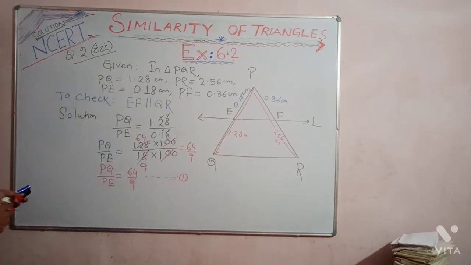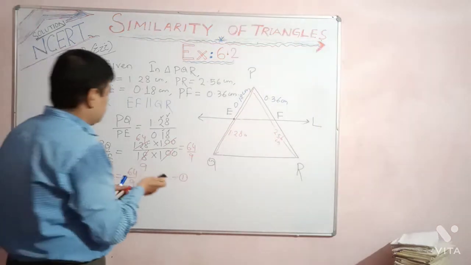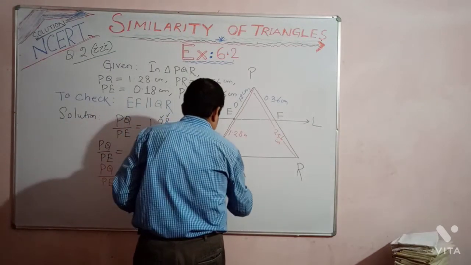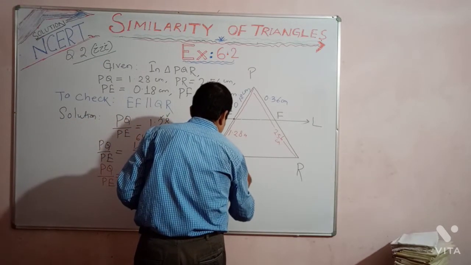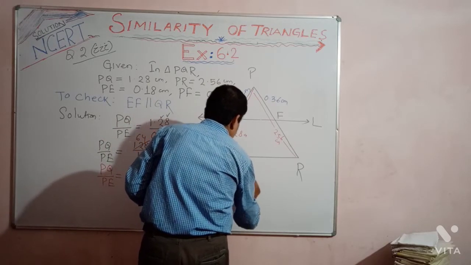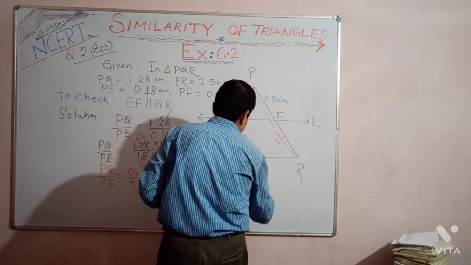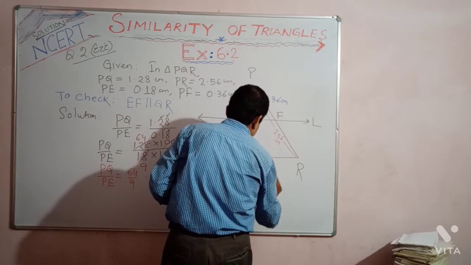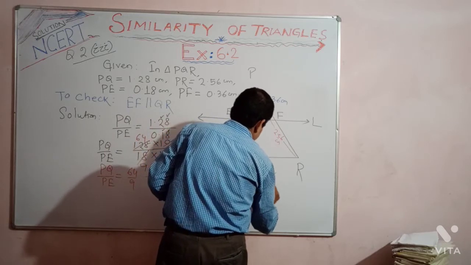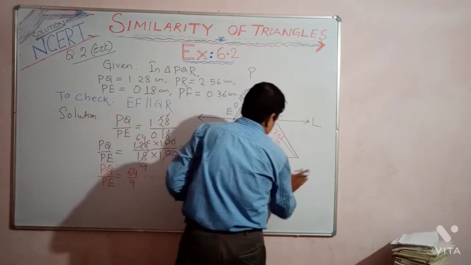Okay, similarly, let us find PR upon PF. PR upon PF. So here you see PR upon PF. You see the PR given 2.56 centimeter divided by PF given 0.36 centimeter.